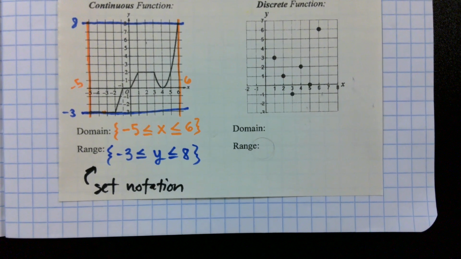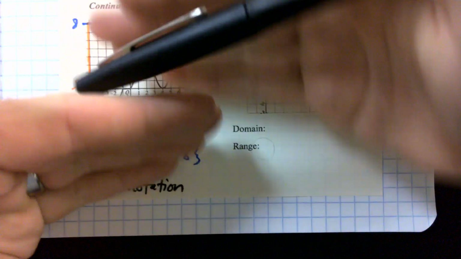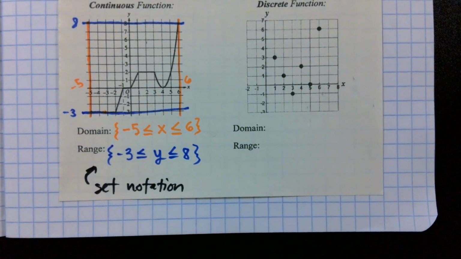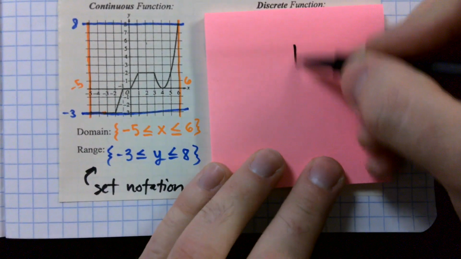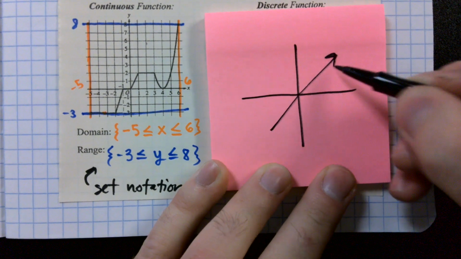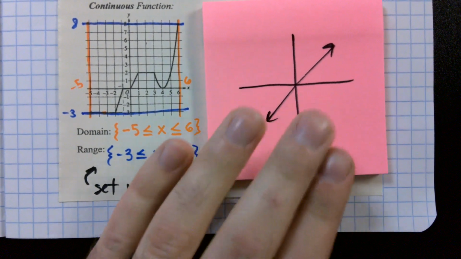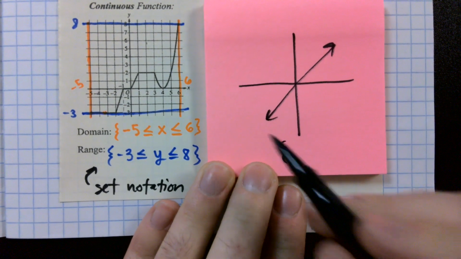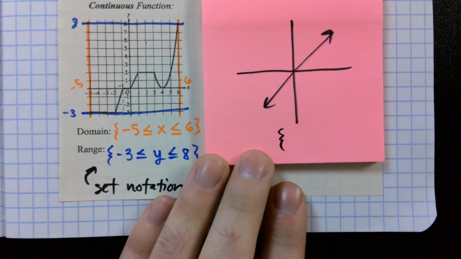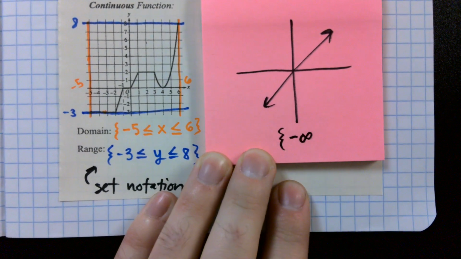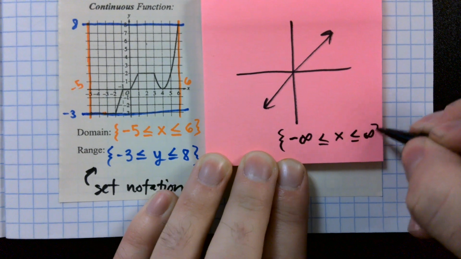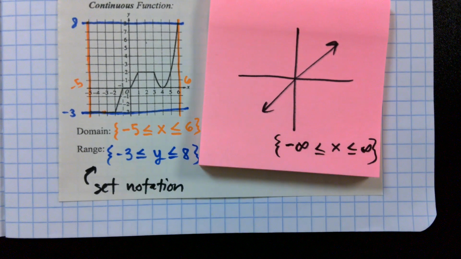So it's kind of like we're just boxing in our function. How far can I go on the y-axis in blue? How far can I go on the x-axis in orange? This isn't going to matter necessarily, but if I had a line like this, how far can I go on the x for that line? What do those arrows mean again? Goes on forever. So infinity. Negative infinity all the way to positive infinity. Because this line goes on forever.